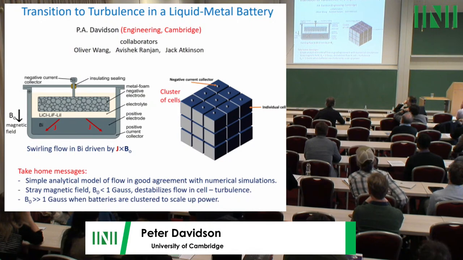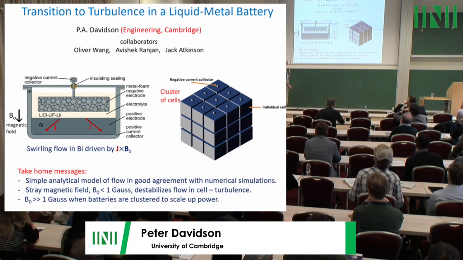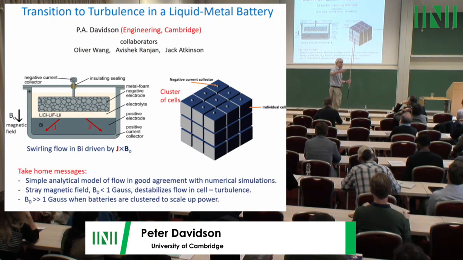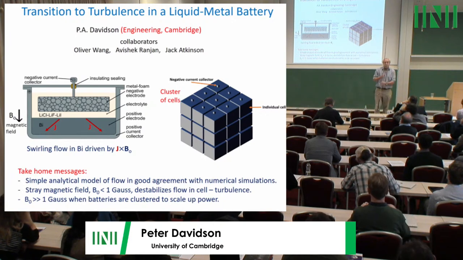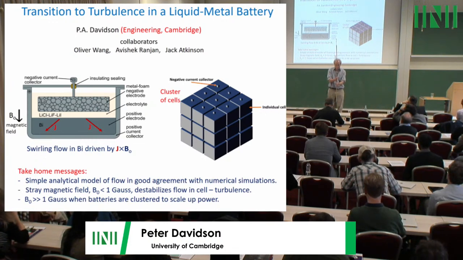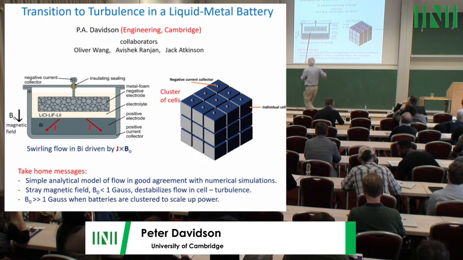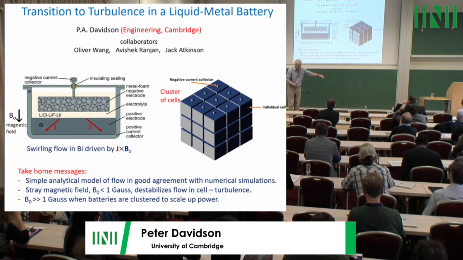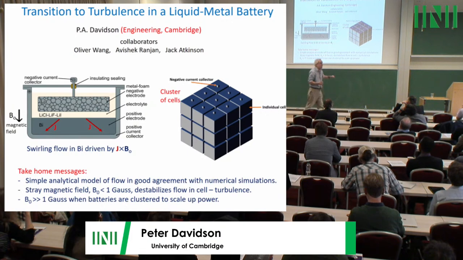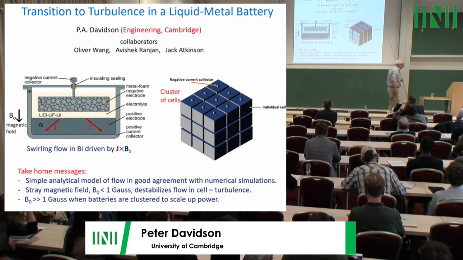I'll come back to this in a minute. But essentially, the key thing is that I'm going to look at the effect of an external magnetic field, driven by the other batteries or the electrical connections, on the flow in the liquid metal layer in a single battery. The most dangerous external field is a vertical one, Bz, because it interacts with the radially spreading current to produce an azimuthal motion, and it's kind of like a self-lubricating system. There's very little friction, and you can build up large amounts of swirl for fairly modest background magnetic fields.